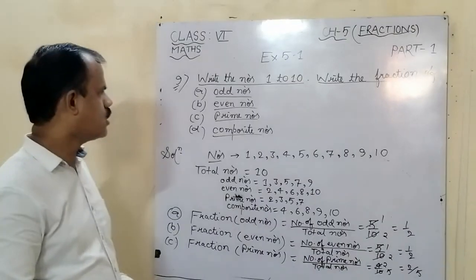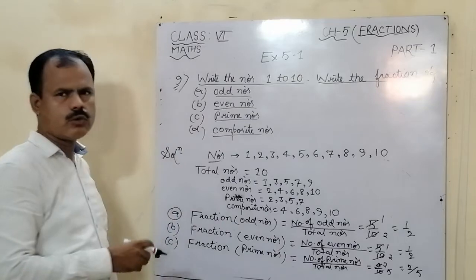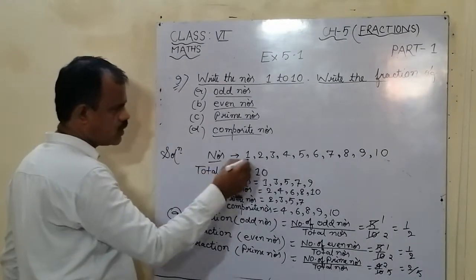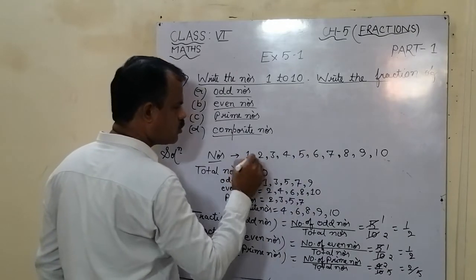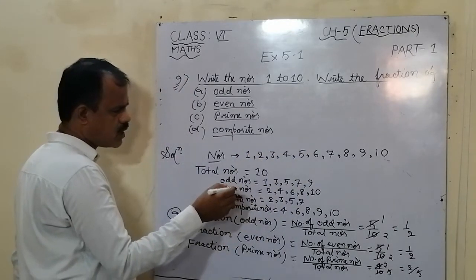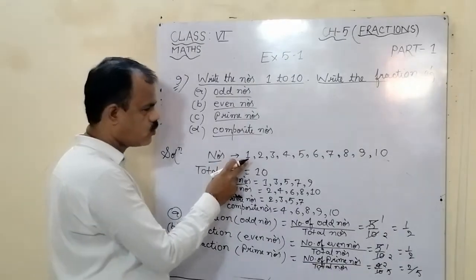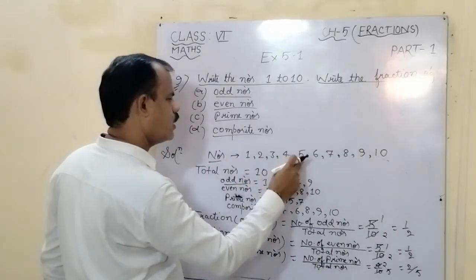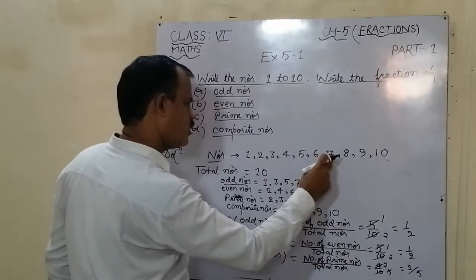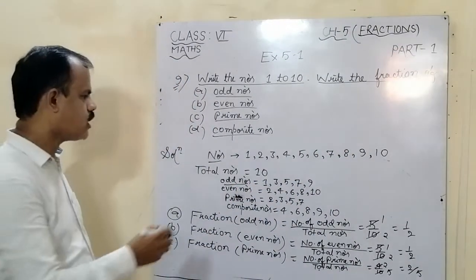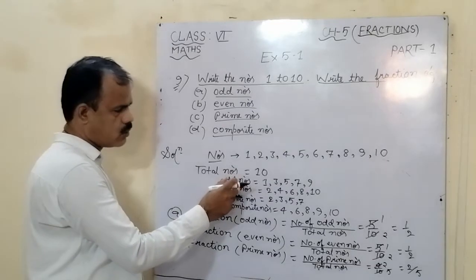So students, see here, odd number: a number which is not divisible by 2 is known as an odd number. So here you see in the numbers 1 to 10, how many odd numbers are there? Odd numbers: 1 is not divisible by 2, 3, 5, 7, 9. These all numbers are not divisible by 2. That's why these numbers are called odd numbers.